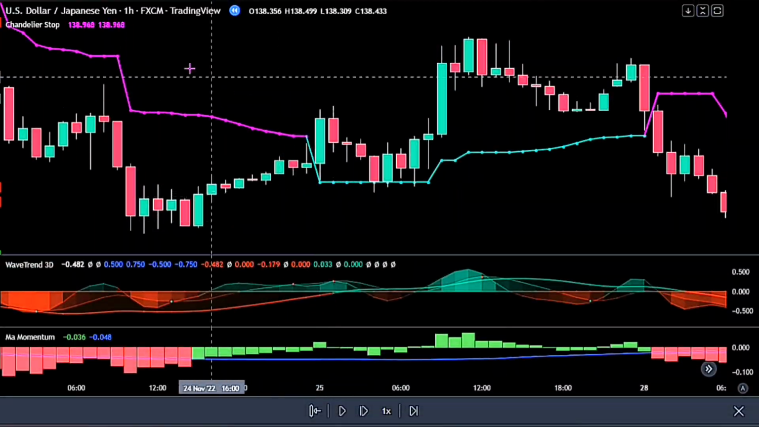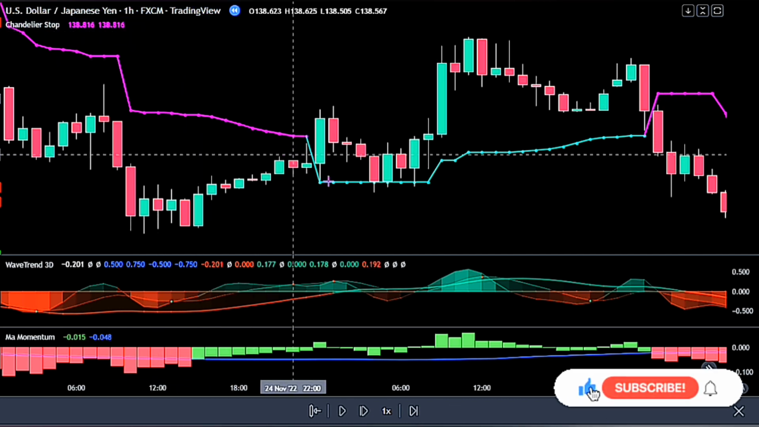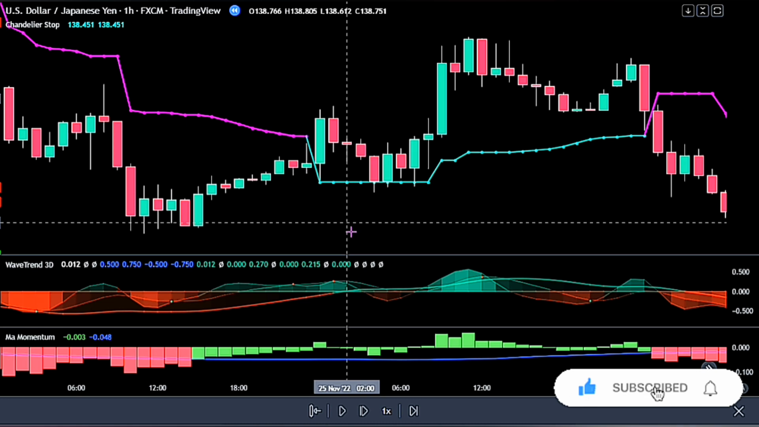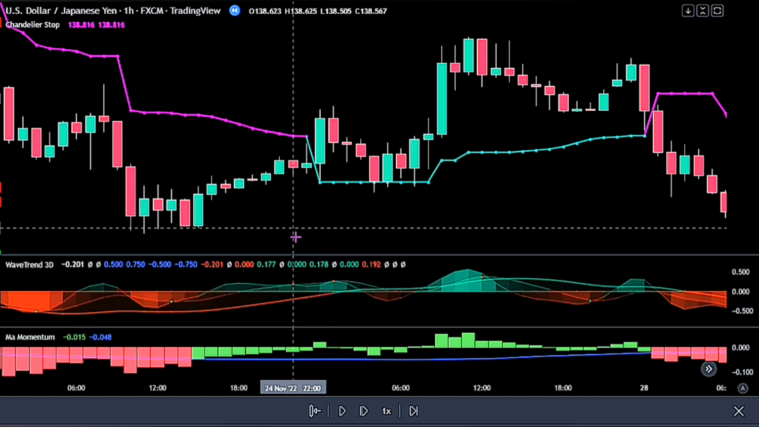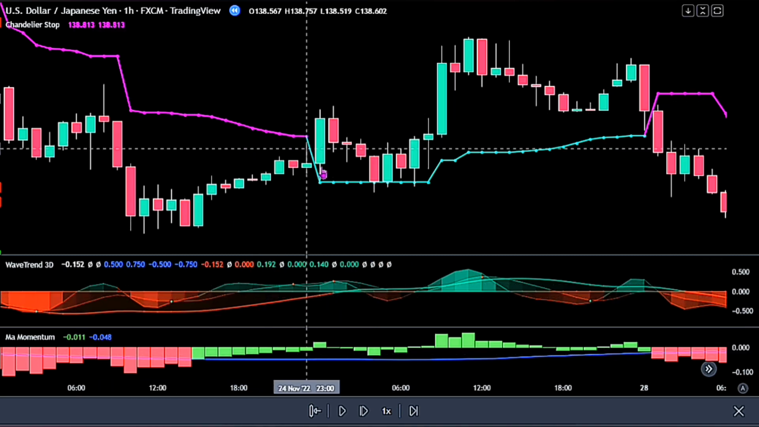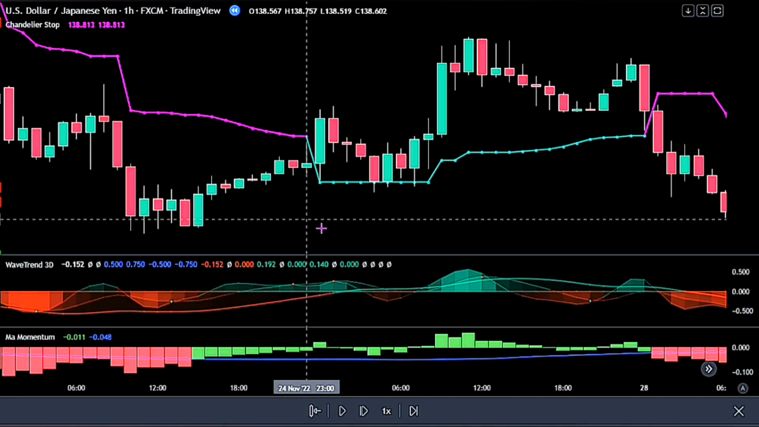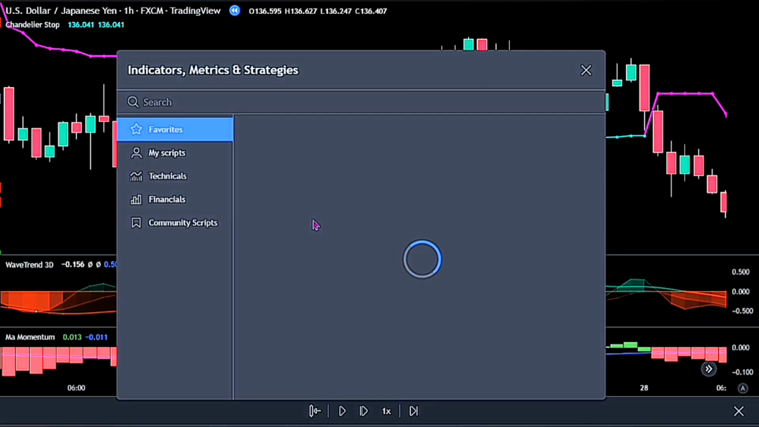Okay traders, so this is the United States dollar Japanese yen, and we are on the 1 hour time frame. Before we go over the strategy, let me quickly explain how these indicators work, as understanding the concepts is a crucial role towards this strategy. Now the three indicators you see on the screen are the wave trend 3D, chandelier stop, and the momentum moving average. To add these to the chart, simply bring up the indicator panel.